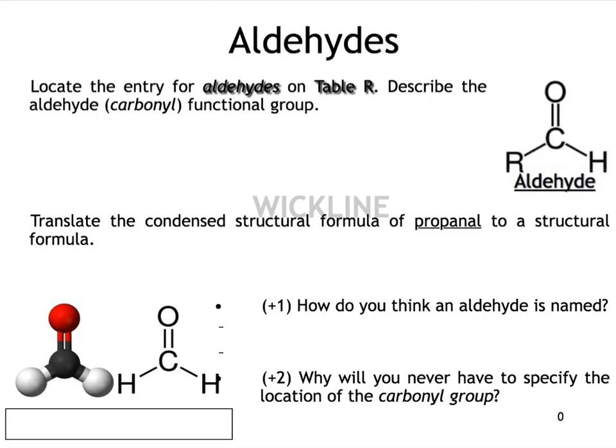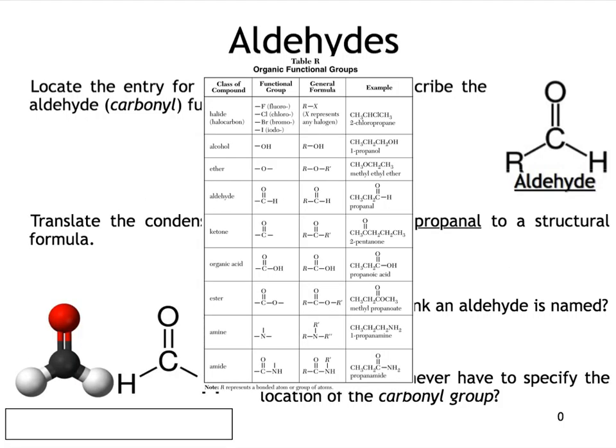All right, aldehydes are first up. So aldehydes are right here on your table R. So this is the information that you would be given. But I'm just going to copy down the condensed structural formula for propanal because we'll need it here.